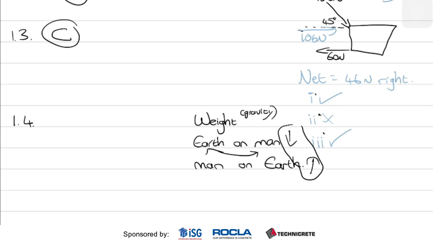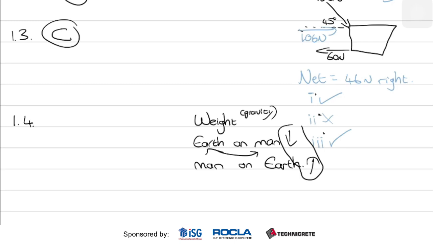So 1.4, which answer do we have now? A, the floor on the man on the Earth. No. So the Earth on the man, no. The Earth on the man is our initial force. It is the force the Earth is exerting on the man, but they're asking for our reaction force.